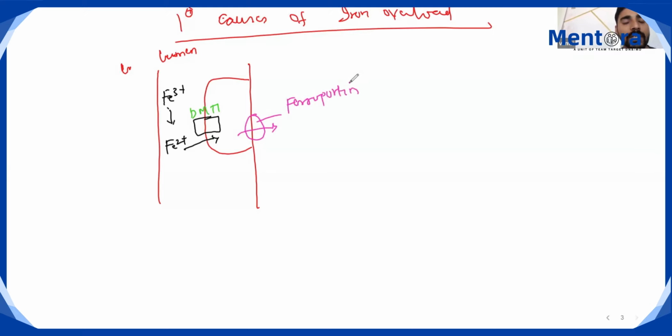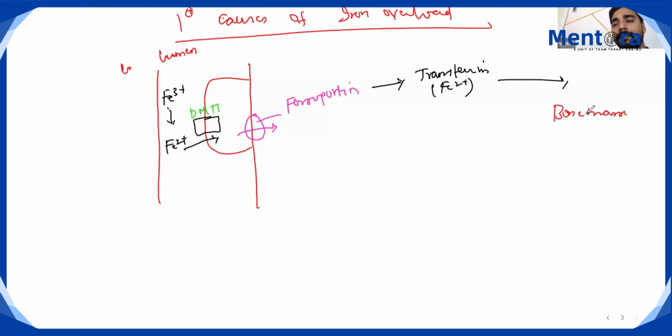So this ferroportin is the one protein which helps in transfer of iron from the enterocyte into the blood vessels, right? Now, in the blood, this iron from the ferroportin is carried by transferrin. So transferrin carries this iron and takes it to your bone marrow. In the bone marrow it is used by the erythrocytes to form hemoglobin and all, right?